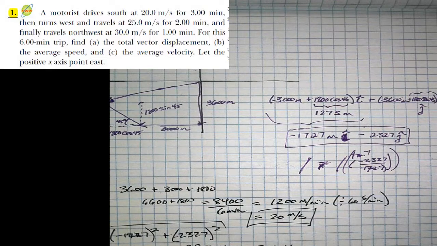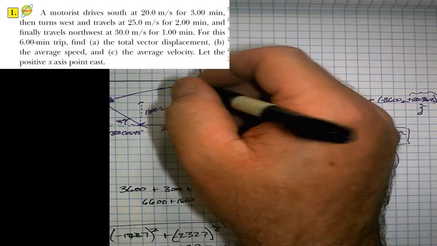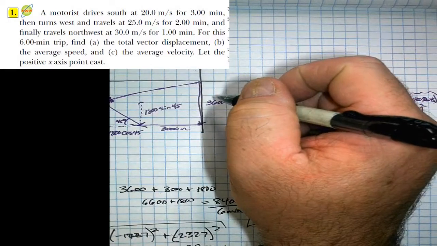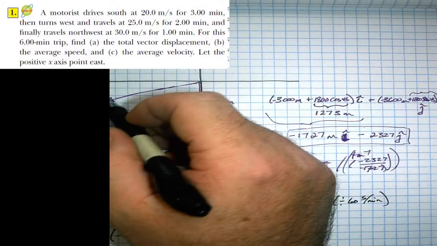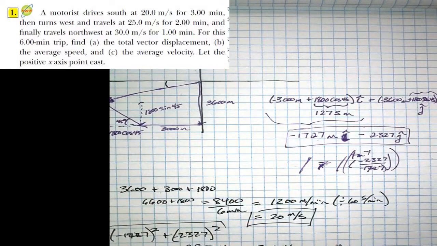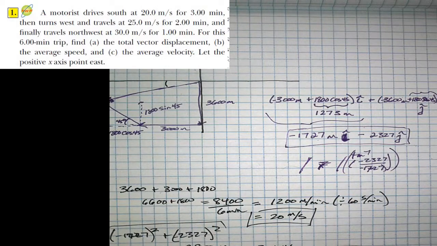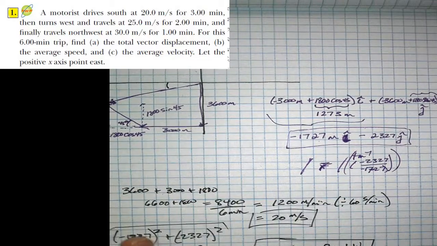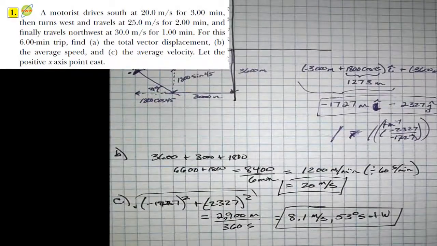And we can do the arctan just for the heck of it. So that's 2327 divided by 1727, and that's going to be at 53 degrees south of west. Object not drawn to scale. Okay, so that would be number 1.